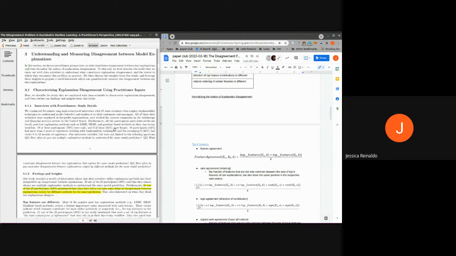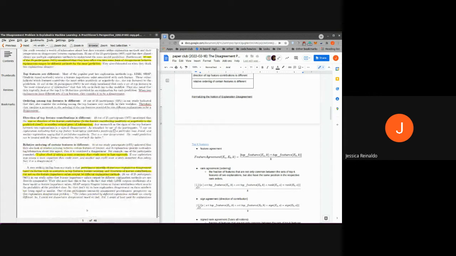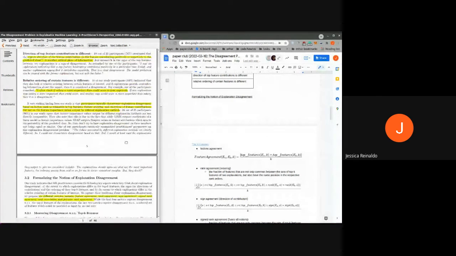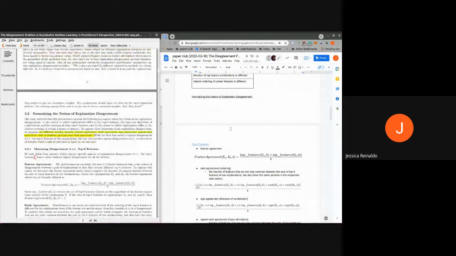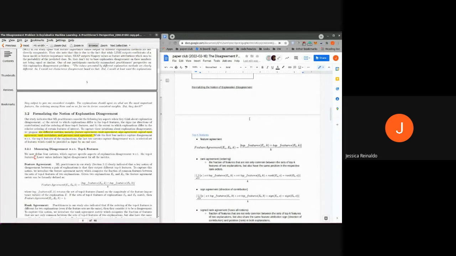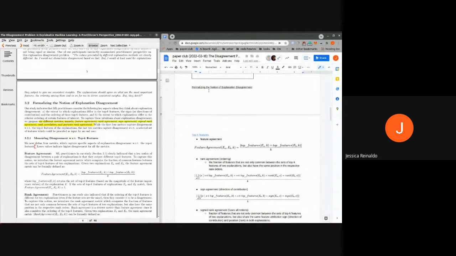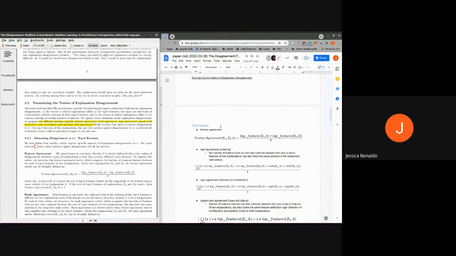So in this next chapter, they will formalize the notion of disagreement by showing the metrics that they created to measure the disagreement between two explanations. So the first ones are for the top K features. Feature agreement is the most simple of them all. It is basically the fraction of the top K features that are present in both explanations.